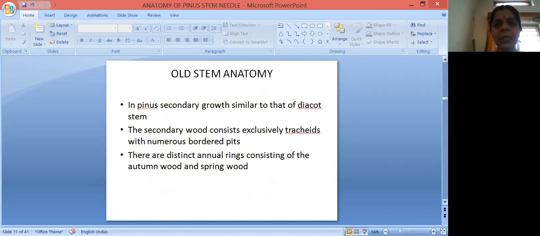In Pinus, secondary growth is very similar to the dicot, and secondary wood consists exclusively of tracheids with numerous border pits. And one more important character of the tracheids: tracheids belong to the xylem. Here, xylem is for the translocation of water and minerals.